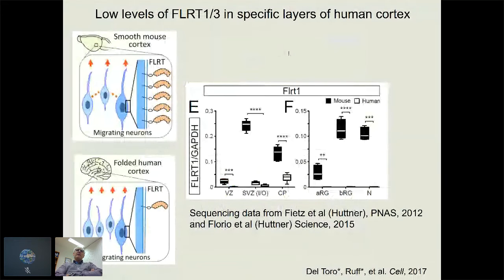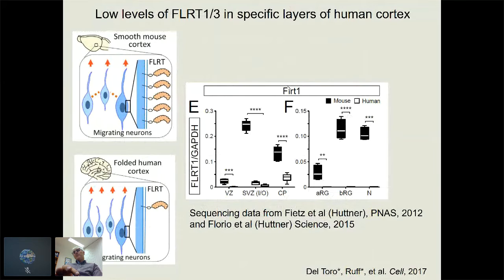Since we are working in mouse, but we want to learn something about human cortex folding, we looked at the levels of FLIRT-1 and FLIRT-3 in the human cortex, and compared mouse data with human data, mostly from Wieland Hüttner's lab. We normalized the transcript levels using housekeeping genes like GAPDH, and it turns out that we humans have much lower levels of FLIRT-1 and FLIRT-3. I'm only showing the results for FLIRT-1 here.